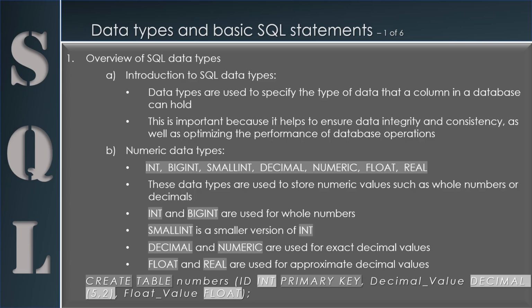To demonstrate, let's say we have a table named numbers with columns ID, decimal value, and float value. We can create this table using the command written at the bottom of this slide. This command creates a table with an ID column of type integer, a decimal value column of type decimal with a precision of 5 and a scale of 2, and a float value column of type float.